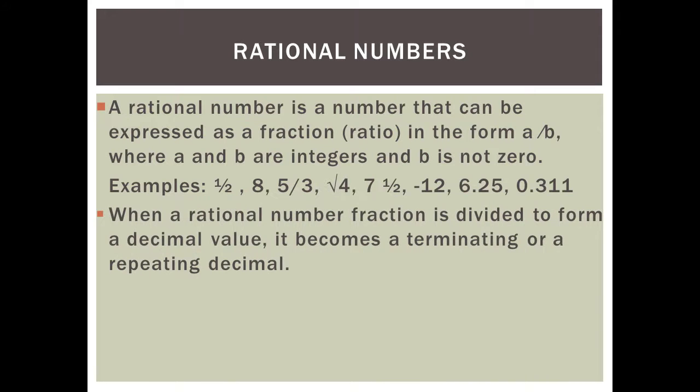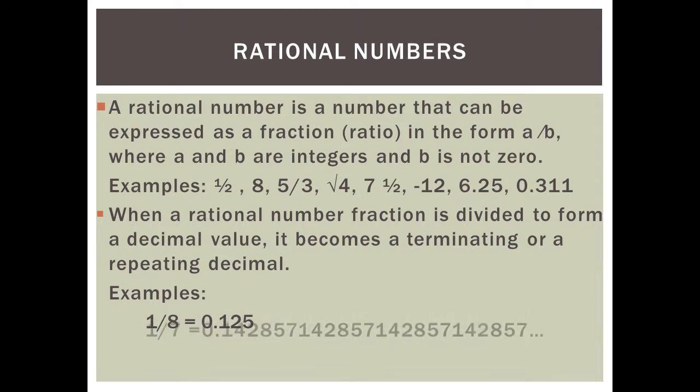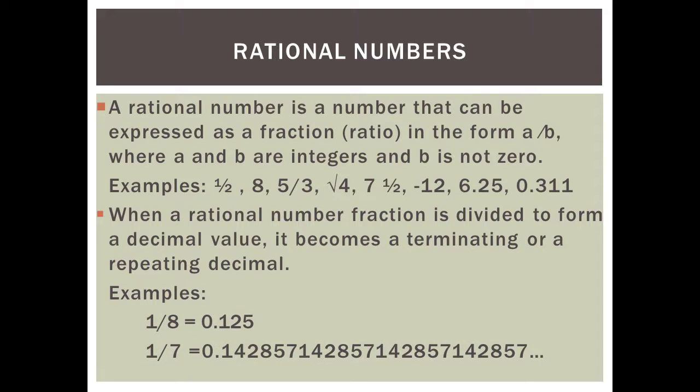When a rational number fraction is divided to form a decimal value, it becomes a terminating or a repeating decimal. Examples: 1 over 8 becomes 0.125, while 1 over 7 becomes 0.142857142857142857142. As you can see, there's a pattern.